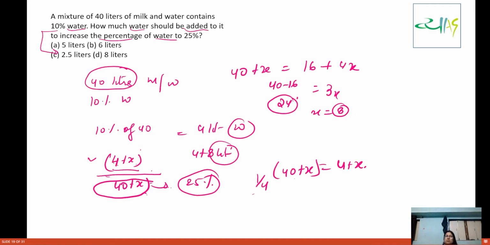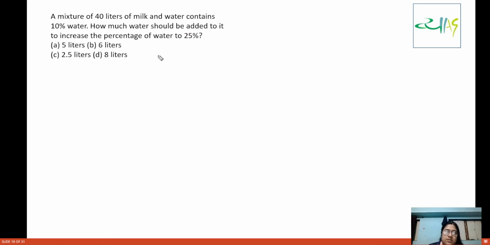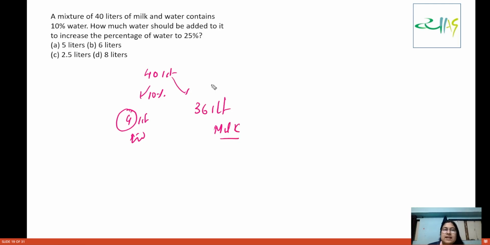Here we don't have to use allegation as well. This is very simple. Why? Because see, it was given that you have 40 liter of milk and 10% of this is water. So 10% of this is water. So we have 4 liter of water and 36 liter of milk. Fine, good for us. Okay, 36 liter of milk.